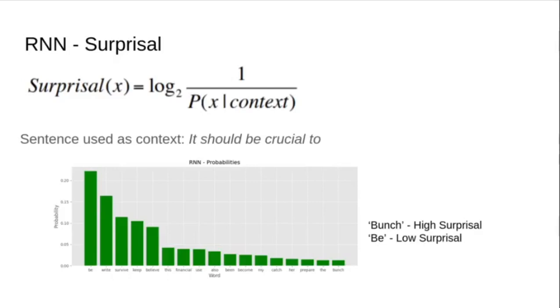For RNN, let's take a look at the following sample input: "It should be crucial too," as our context. The probability distribution provided by the RNN model we trained is represented in the graph. Next word suggestions are "be," "right," "survive," and so on. Surprisal will be high when X has low conditional probability, as we move further to the left on the graph, and low when X has a high probability, which is further on the right on the graph.